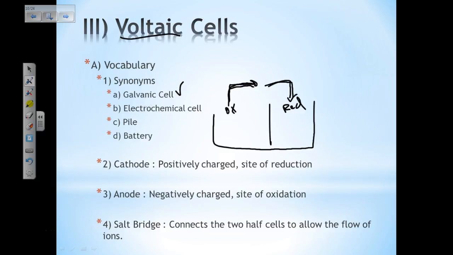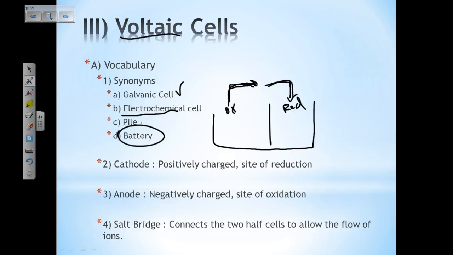Sometimes you'll hear a galvanic cell or an electrochemical cell. These things are also called piles: galvanic pile, voltaic pile, electrochemical pile. Sometimes I just call it a battery. That's kind of the easiest way to look at it. Batteries are really just harnessing the flow of electrons happening in the chemical reaction and turning that into electrical energy.